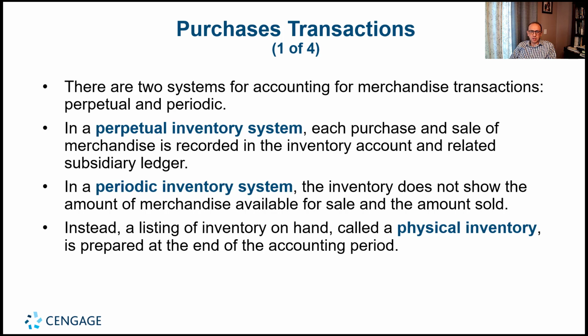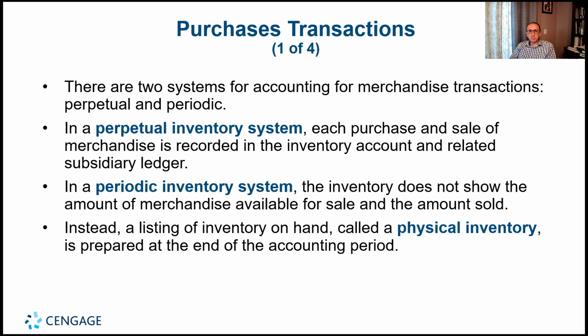So there are two systems of accounting for merchandising transactions, as I just mentioned in the previous part. We have the perpetual system and we have the periodic system. In the perpetual system, each purchase and sale of merchandise is recorded in the inventory account and related subsidiary ledger as it happens. In the periodic system, it's different. The inventory does not show the amount of merchandise available for sale and the amount sold. Instead, a listing of inventory on hand, called a physical inventory, is prepared at the end of the accounting period to keep track of how much inventory is left at the end of the period and how much was sold.